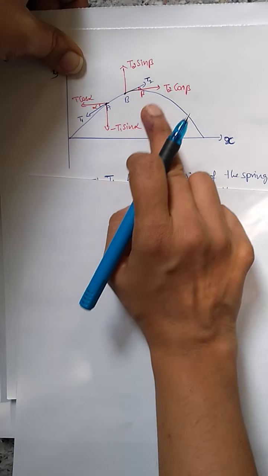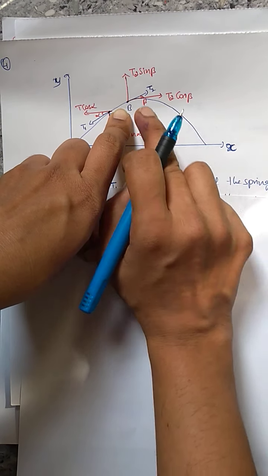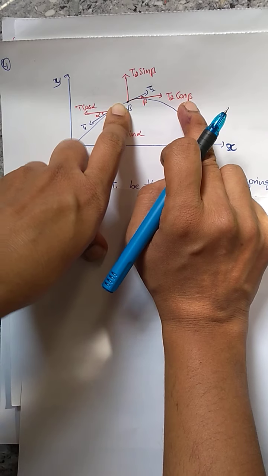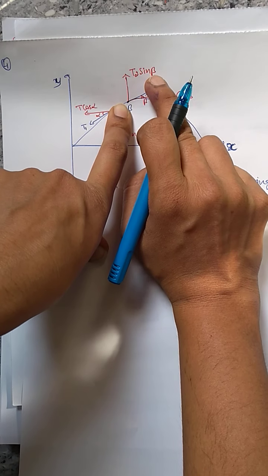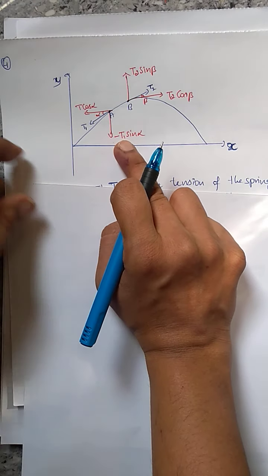Similarly, T2 is the tension at point B and beta is the angle. The horizontal component is T2 cos beta and the vertical component is T2 sin beta. Vertically upward is positive, and vertically downward is negative.